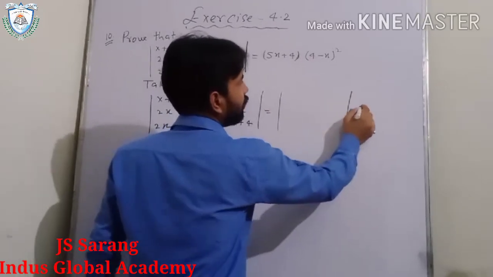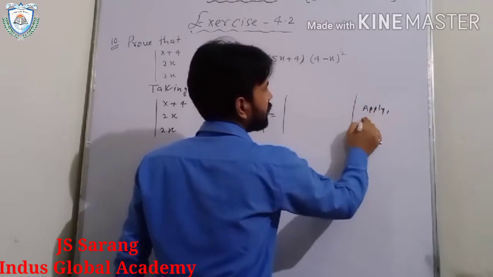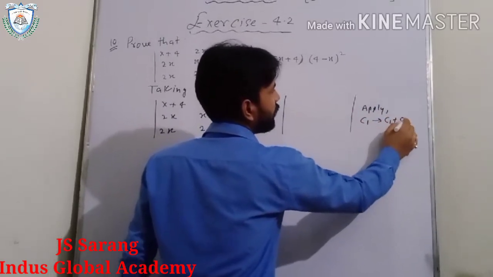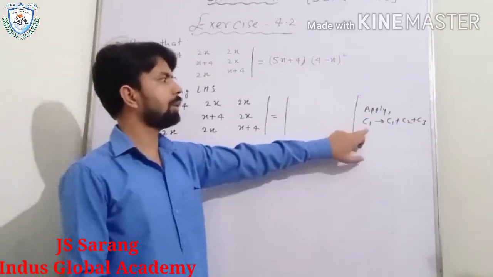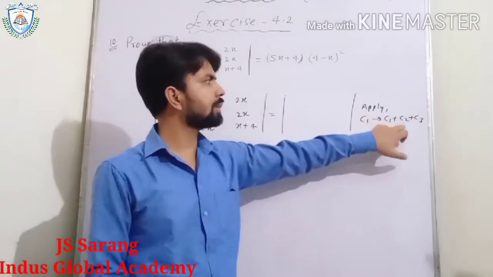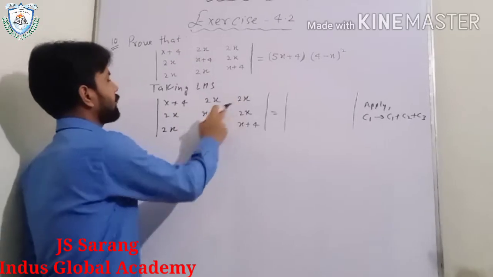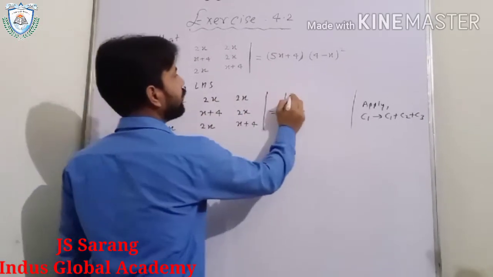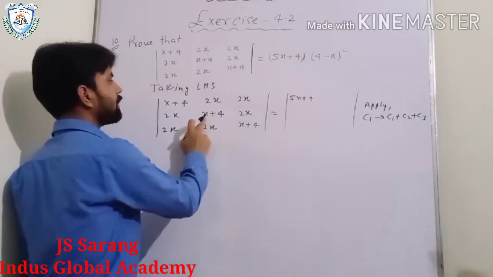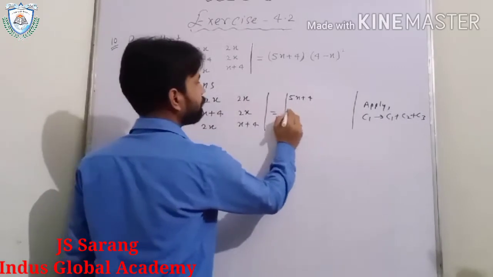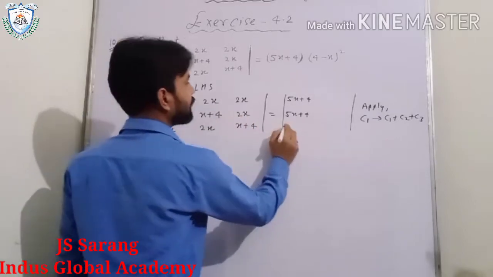So what will we do? We will apply the operation in C1, that is C1 becomes C1 plus C2 plus C3. We will apply the operation in column number 1. So see, x plus 4, 2x plus 2x. If we add all these three, then we get 5x plus 4. Same here, 2x plus x, 3x plus 2x, 5x plus 4. Same here, we will get 5x plus 4.